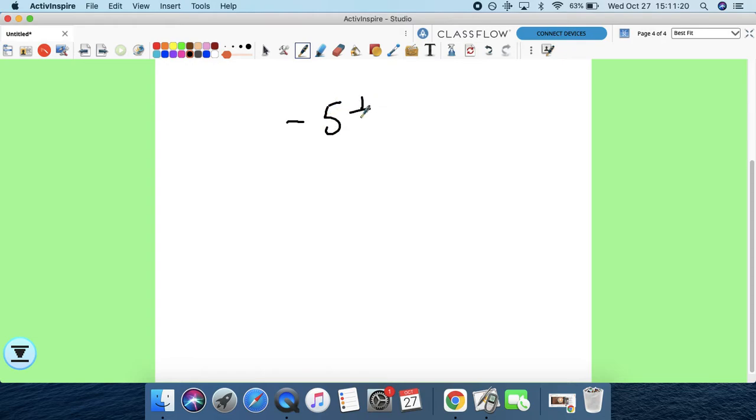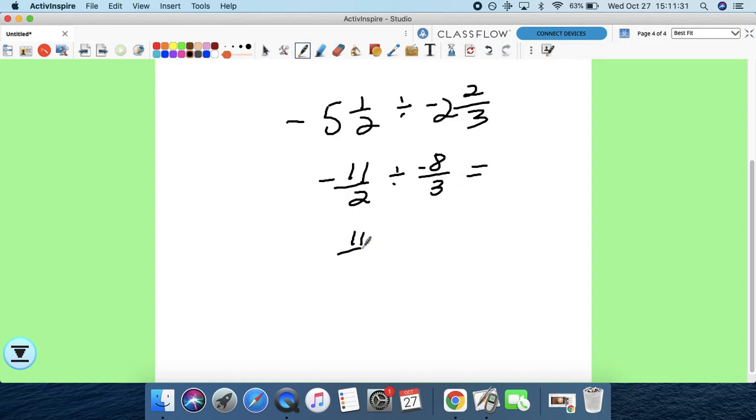Negative 5.5 divided by negative 2 2/3, so it's going to be a positive answer. So this is 11 over 2 divided by 8 over 3, and 11 over 2 times 3 over 8, negative, negative. No simplifying. 33 over 16. So that's just 2 and 1 over 16.